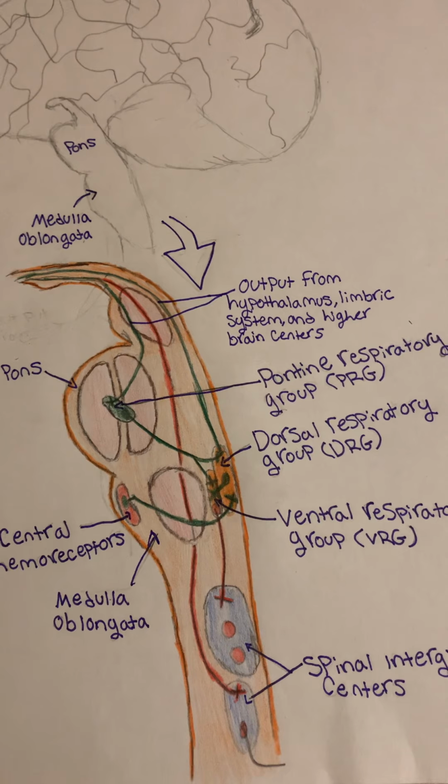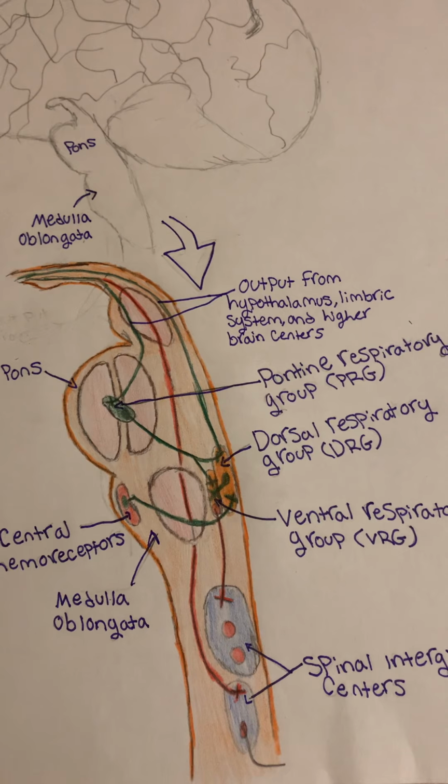And the 2 sides communicate with each other. The pairs communicate with each other to contract respiratory muscle symmetrically, so at the same time. And so I chose to just draw the outline of the brain, and this is like the stem, and we have the pons, and then the medulla oblongata.